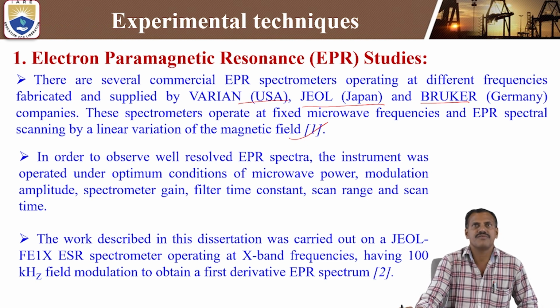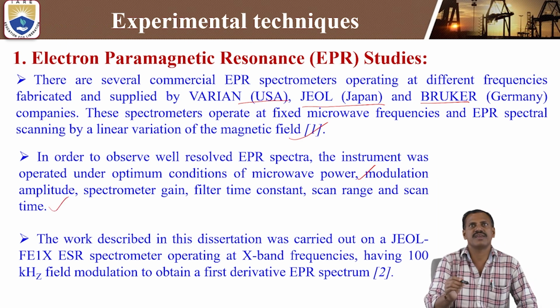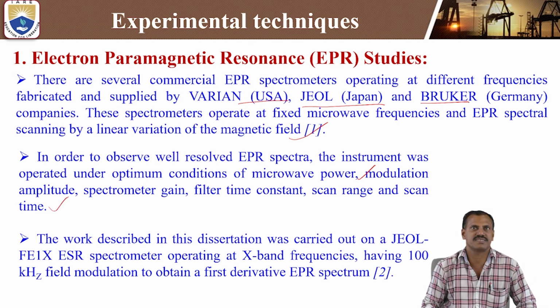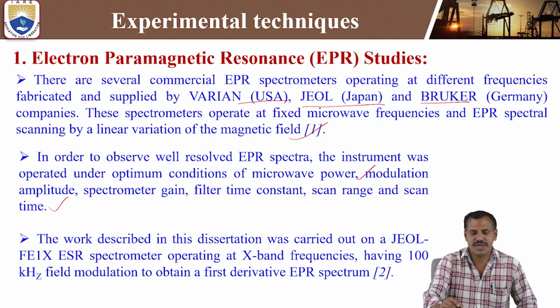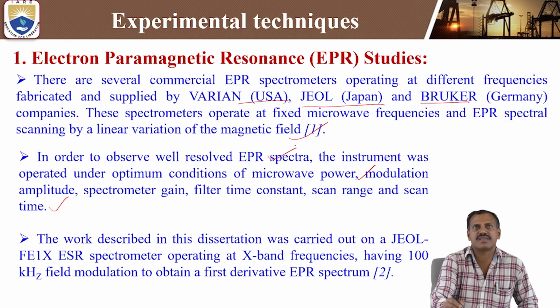In order to observe well-resolved EPR spectra, the instrument was operated under optimum conditions of microwave power, modulation amplitude, spectrometer gain, filter time constant, scan range, and scan time. These are very important parameters while measuring the EPR spectra. How much microwave power you are going to use, the modulation amplitude, spectrometer gain, filter time constant, how much scan range you use to analyze the spectrum, and the scan time also.